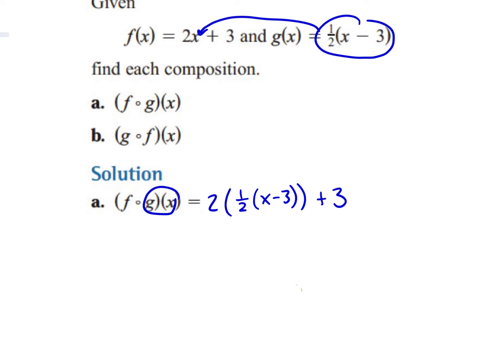And now we want to simplify. So what can I do first to simplify? Distribute. What does the 2 get distributed to? Or what do I distribute first? I would distribute the 1/2 first since it's inside the parentheses. So 1/2 x minus 3/2 times 2 plus 3.